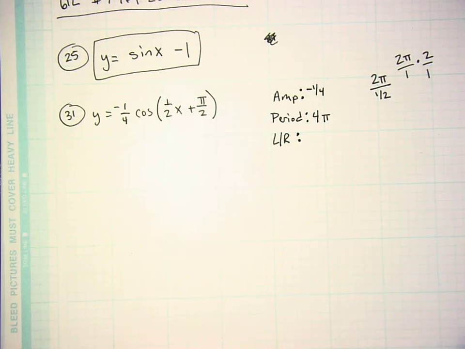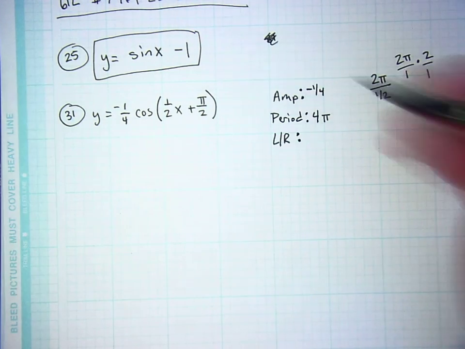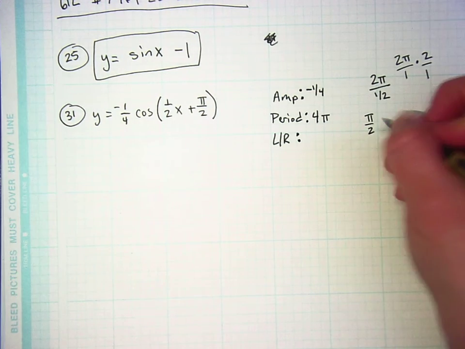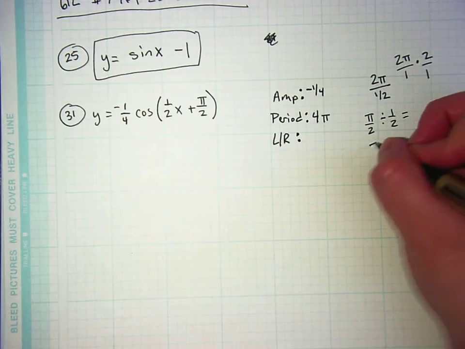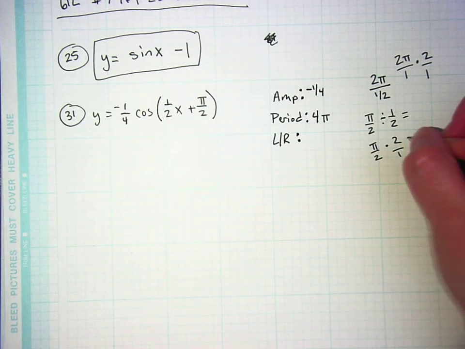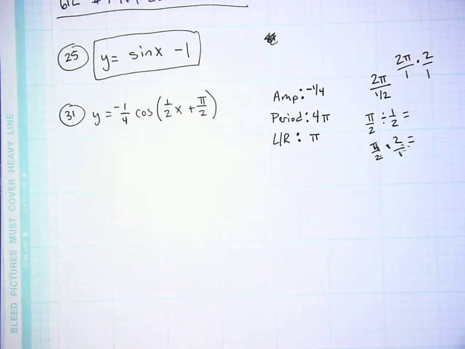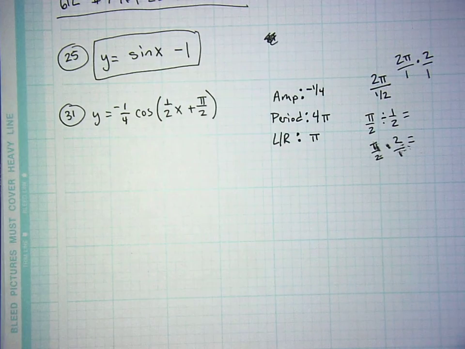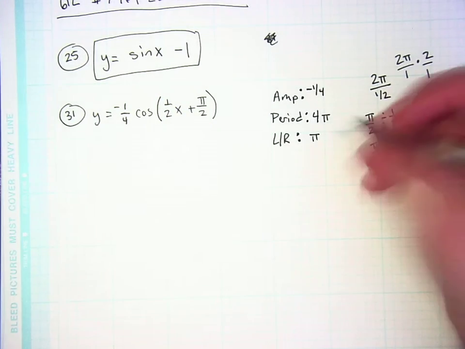What do you do? You take the pi over 2 divided by 1. All right, C divided by B, so that's pi over 2 divided by 1/2. Same thing as pi over 2 times 2 over 1, which makes what? Pi. Left or right? Left because it's a plus, right? And it's opposite of what you think.